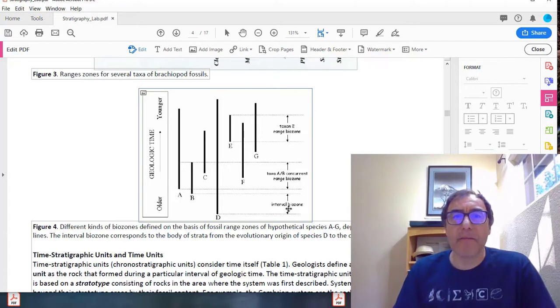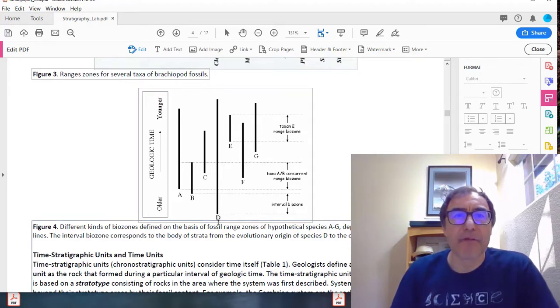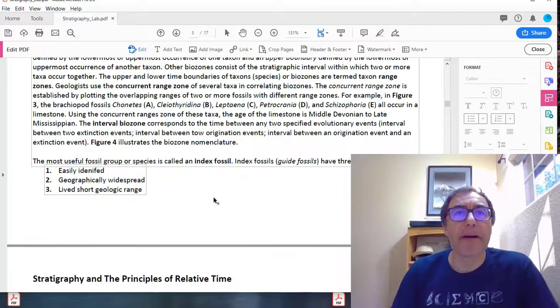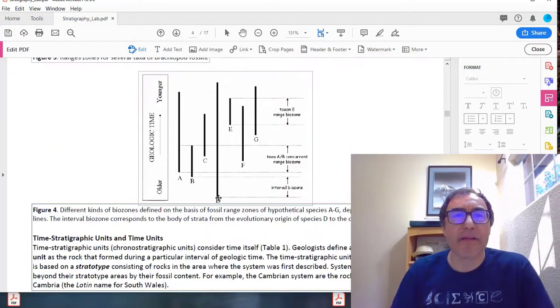And then this interval biozone, I don't really use it too much, but it separates two events. In this case, the origination event between fossil D and fossil B, right? So these can be, I think I have it up here, intervals between two origination events, intervals between an origination event and an extinction event, or two extinction events, right? So it's between two events, right? And in this case, they're showing the interval between the origination events of fossil D and fossil B, right?